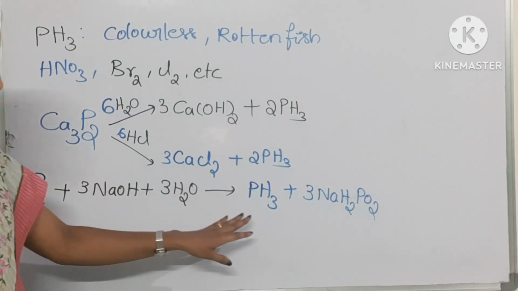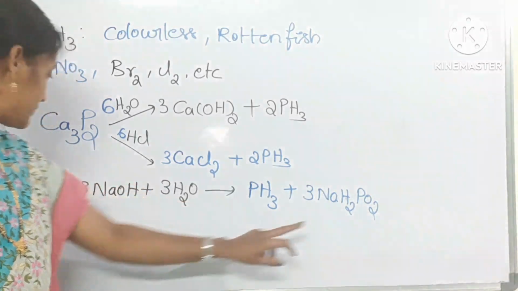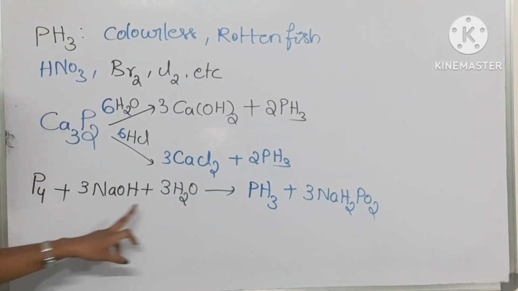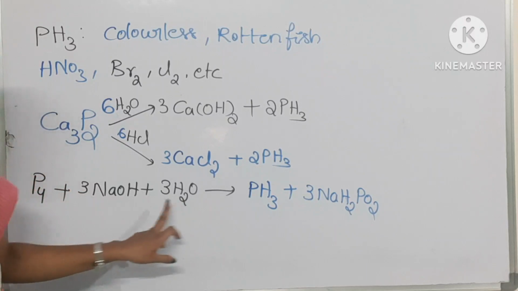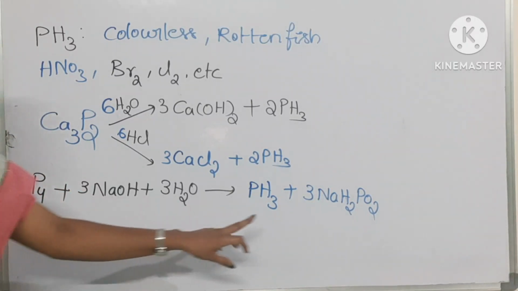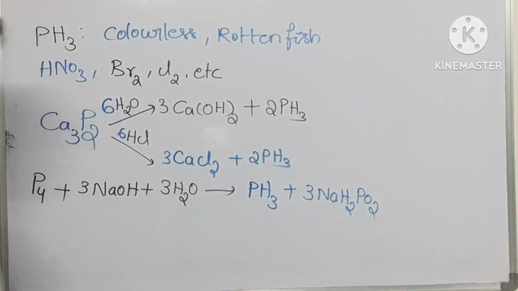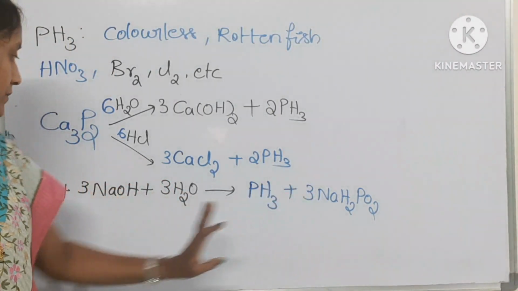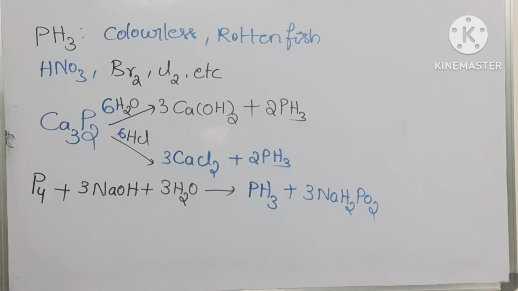See, are all these balanced or not? 3 twos are 6 plus 3, 9, balanced. Next, 6 oxygen atoms: 3 twos are 6 oxygen atoms, 4 phosphorus atoms, 3 sodium atoms. So it's balanced.